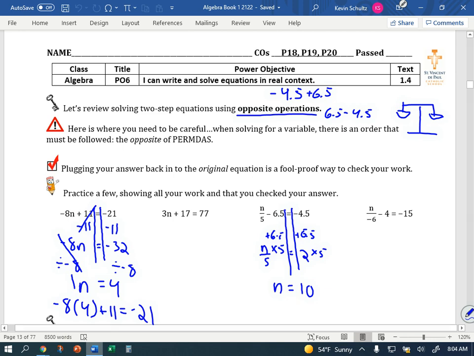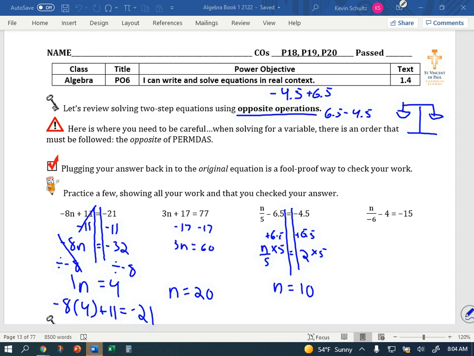So what did you get for 3n plus 17 equals 77? What did you get as a solution? Joey? N equals what? Sorry? 20. Do we agree? Yeah. We can plug that in and check it. 3 times 20 is 60, plus 17 is 77. Mathematically, what we would do is we would subtract 17 from both sides. 3n equals 60. We would divide both sides by 3, and there we get n equals 20.